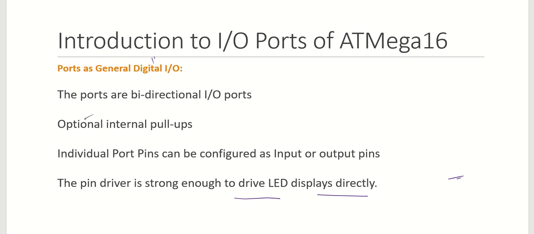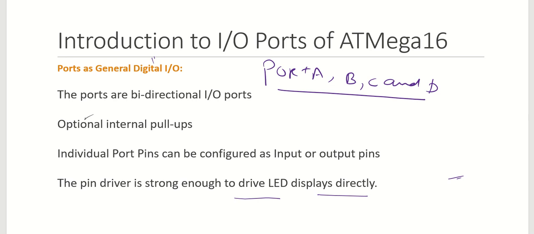Okay, so in this video, I'll explain the port structure of the ATmega16 microcontroller. There are four ports: port A, port B, port C, and port D. All ports are bidirectional ports. It means they can be used as an input port or as an output port.